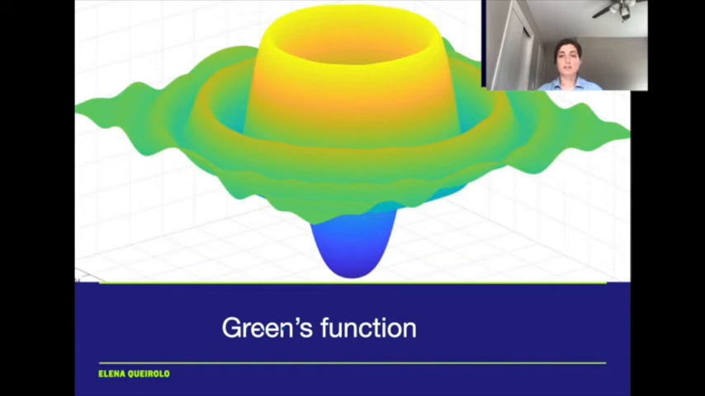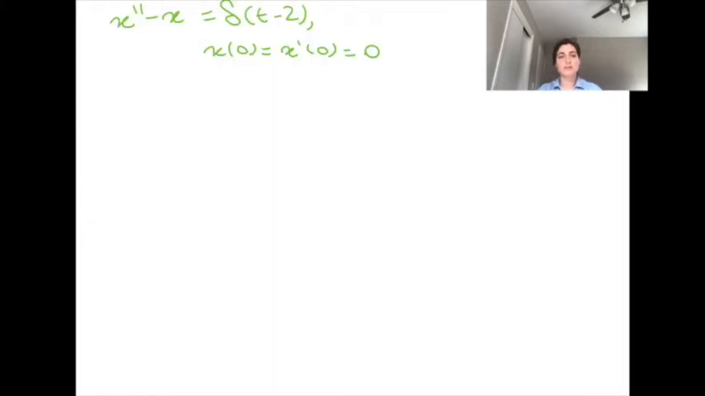Let's look at a new topic, a Green's function. Let's look at where this Green's function is coming from and how it can be useful. So let's start with a relatively simple ODE: a second order, linear, non-homogeneous equation, and the right hand side is the Dirac delta function, computed at t-2.